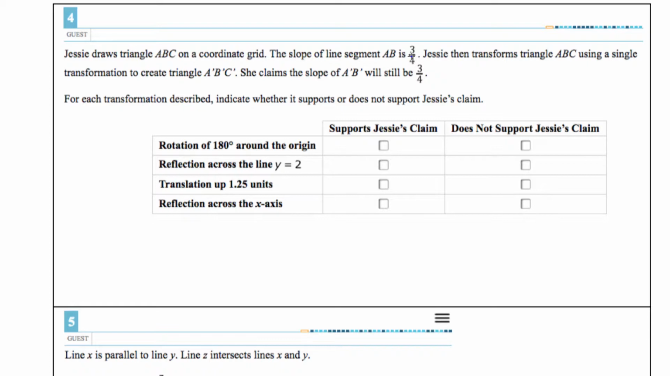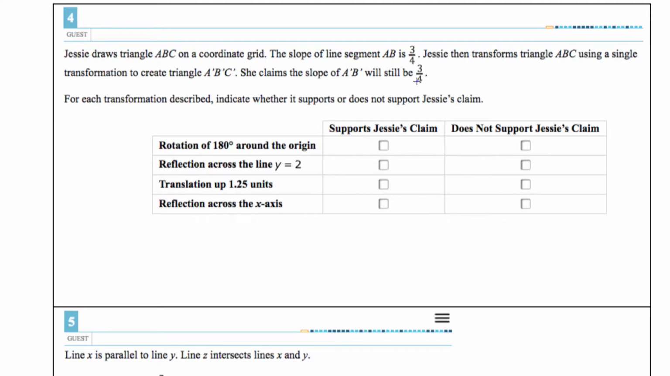All right, so for number 4, Jessie's drawing a triangle ABC, and she says that AB has a slope of 3/4. So it looks like we're not using anything else. So just ignore everything else. Let's look at AB. So assume we have some line segment that has a slope of 3/4. And she's going to do the following things, and she says, yeah, I'm still going to have the slope of 3/4 after doing these things. Let's see if she's true or not.